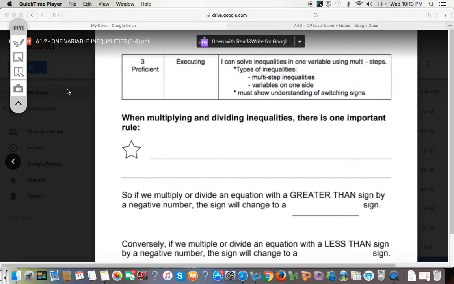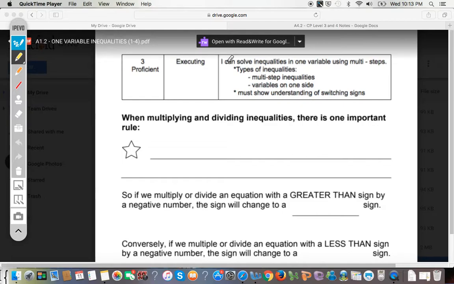This is Biddeford High School Graduation Standard A1.2, one variable inequalities, level 3 and 4 notes. So, learning target for level 3: I can solve inequalities in one variable using multiple steps. Okay? So similar to A1.1 where the level 3 there was to solve equations using multiple steps, here we're doing the same thing except we're using inequalities instead.